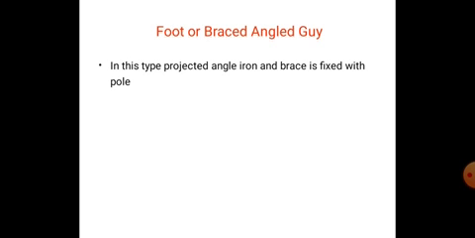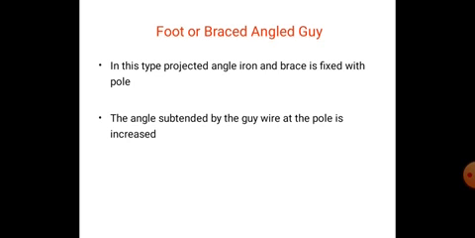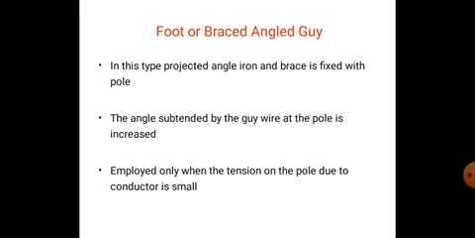In this type, a projected angle iron and brace is fixed with the pole. The angle subtended by the guy wire at the pole is increased, so it is employed only when the tension on the pole due to the conductor is small. So the foot or braced angle guy is of this type.